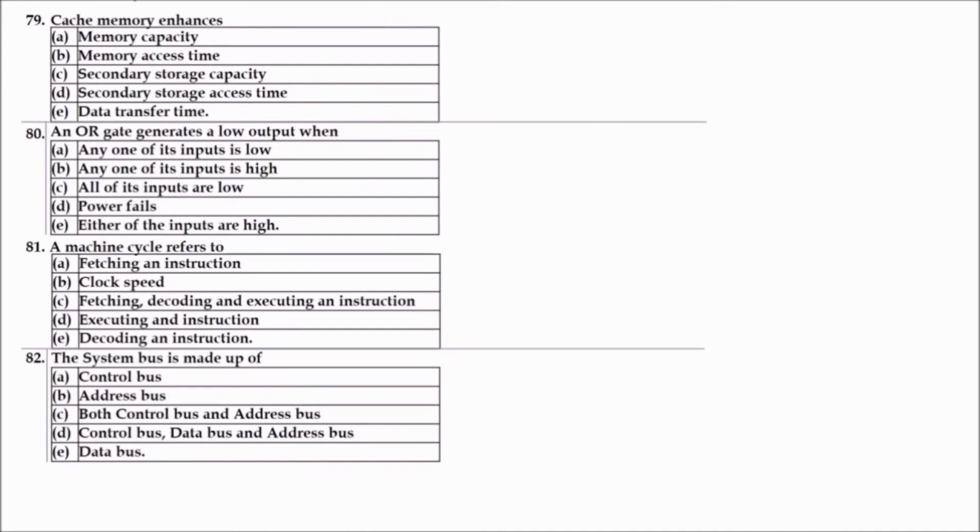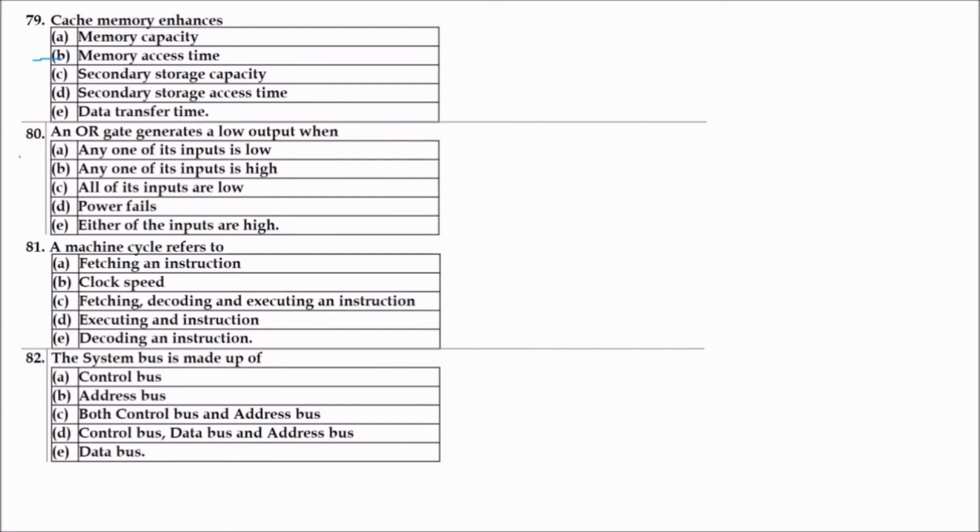Next is, cache memory enhances what? These are the options for you. Cache memory enhances memory access time. We'll go with the answer B. Otherwise, if it is not in cache, it has to go to main memory. Otherwise, it will go to the disk. So those timing delays are reduced immensely by the cache memory.